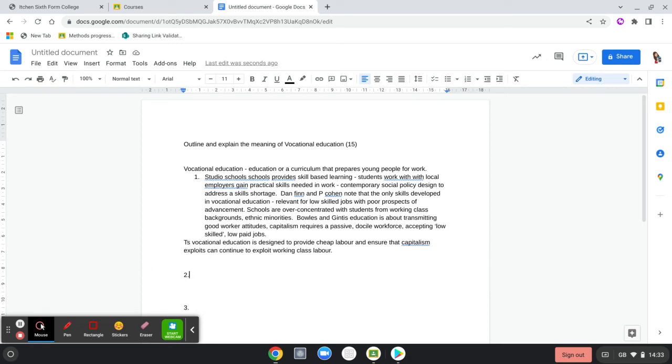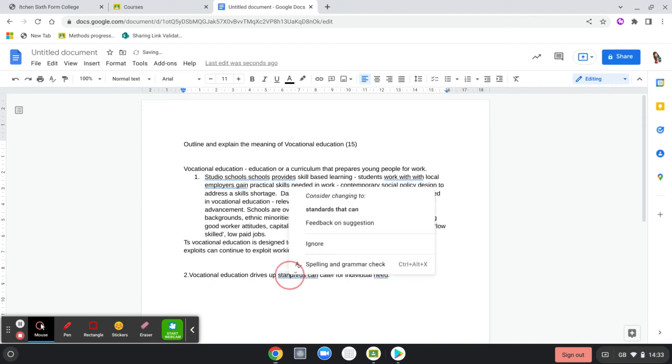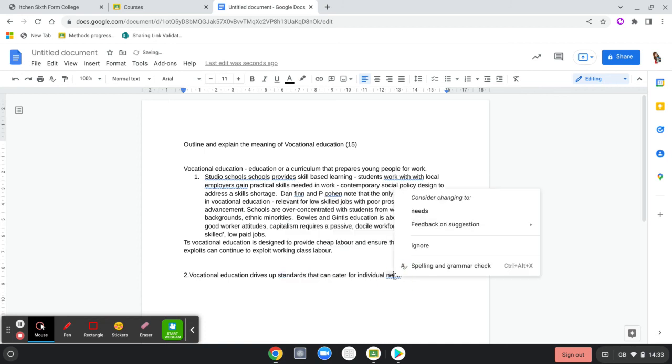Paragraph 2 is going to be that vocational education actually drives up standards and can cater for individual need. This one's completely different. So this one's suggesting vocational education is a good thing, drives up standards and can cater for individual needs.